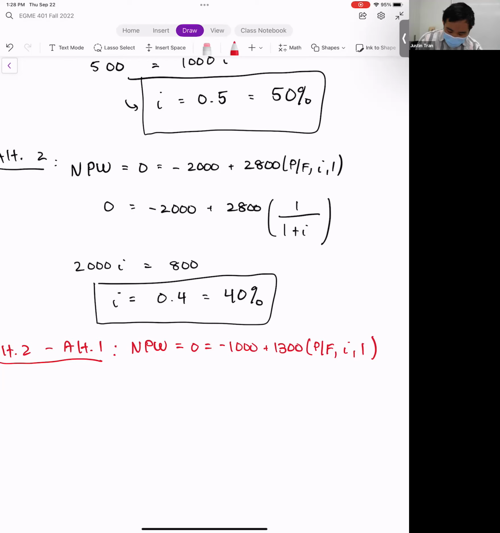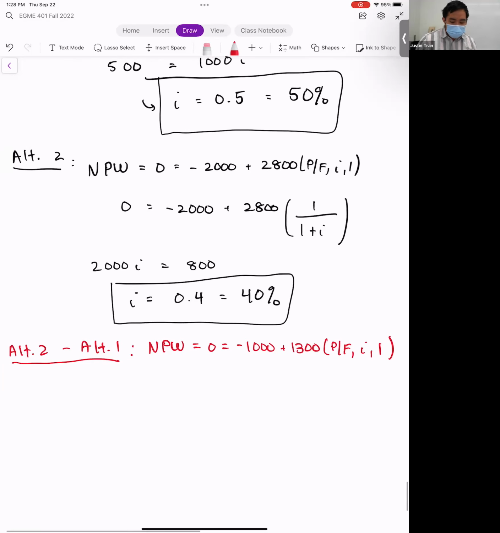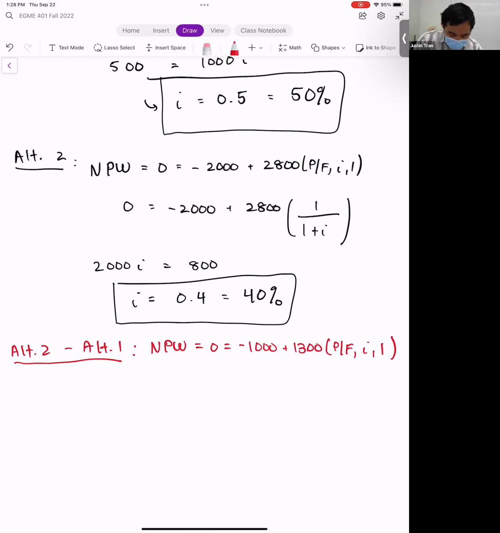So I'm not going to repeat the whole thing. Based on the numbers here, we can see that the rate of return for the difference, alt 2 minus alt 1, is 30%.